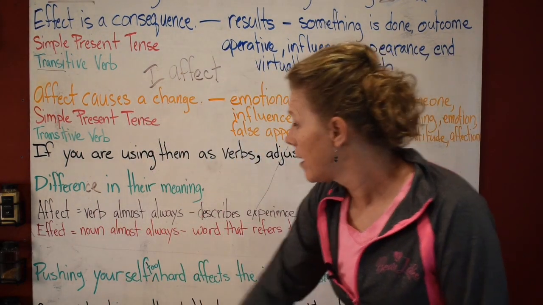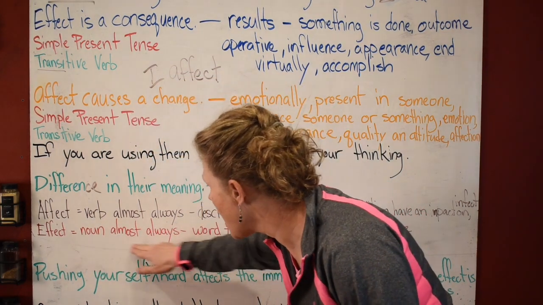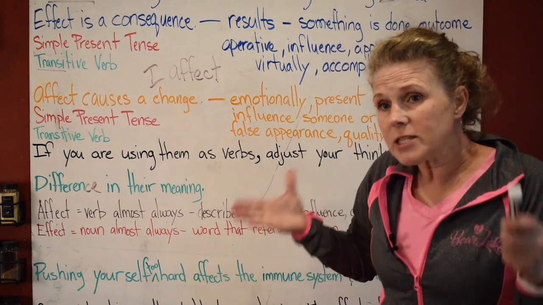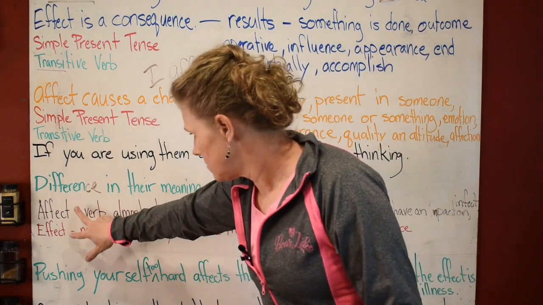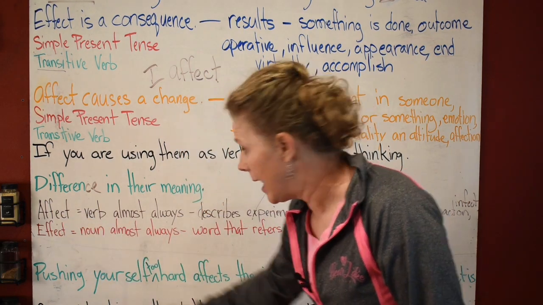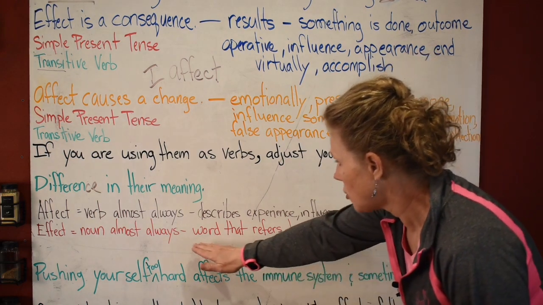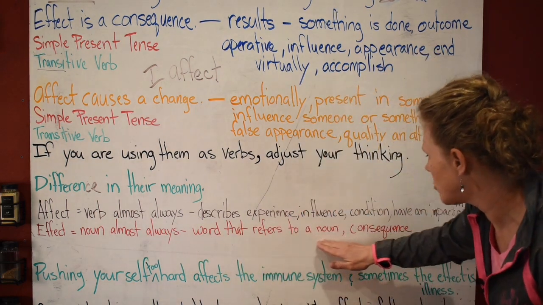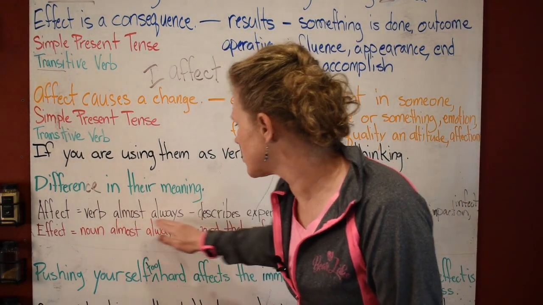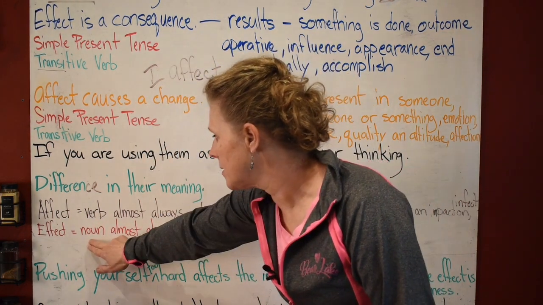But look what effect is. Most of the time, a noun almost always. So that's going to help you do this correctly. Affect is almost always a verb, and effect is almost always a noun. Effects are consequences. Affect is almost always what? A verb. An effect is almost always a noun.